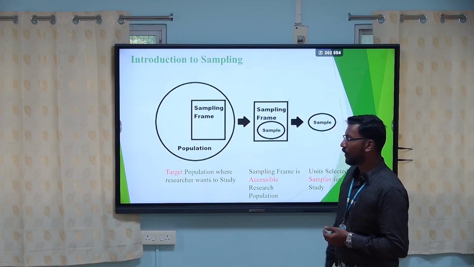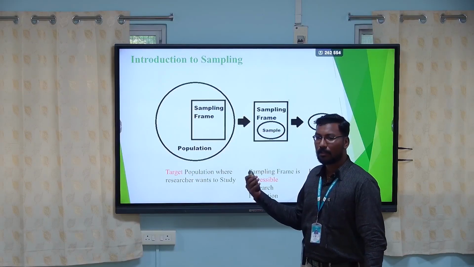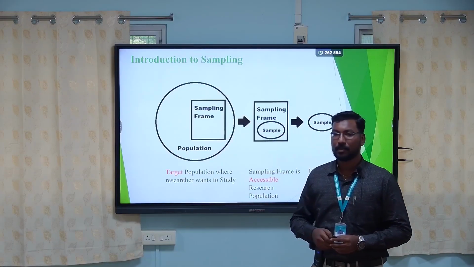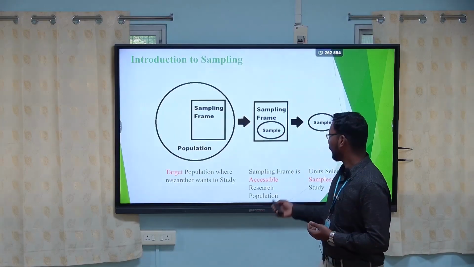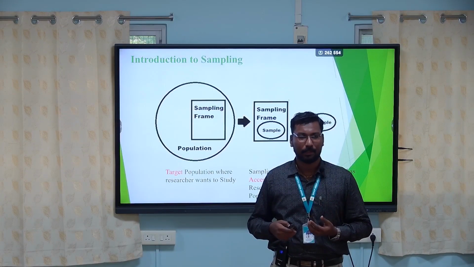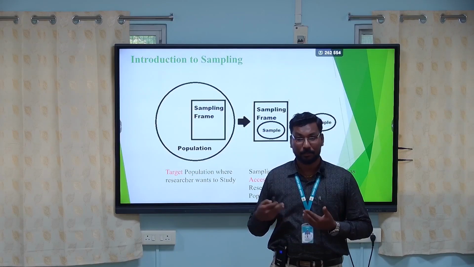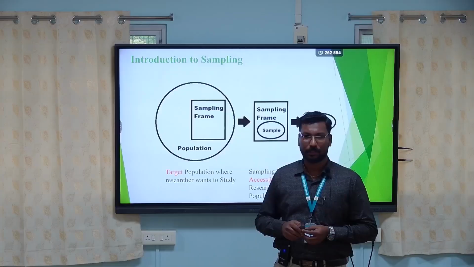So the terms involved are, first, population. What is population? The entire set is called the population. The second thing is the sampling frame. The frame is the target audience; the accessible audience is called the sampling frame. And the third one is the sample. Sample is the subunits, the units which we are selecting. They are the representatives who can represent the entire population. So these are the three main units involved in sampling techniques.